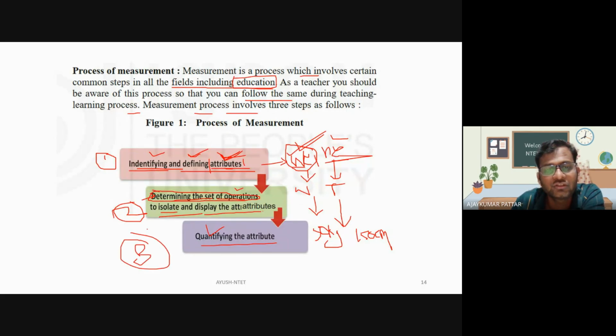All of you understood this? Identifying and defining attributes, determining the set of operations, and quantifying the attribute. With this example, you can easily remember this process of measurement. Whether all of you understood this? Hello?